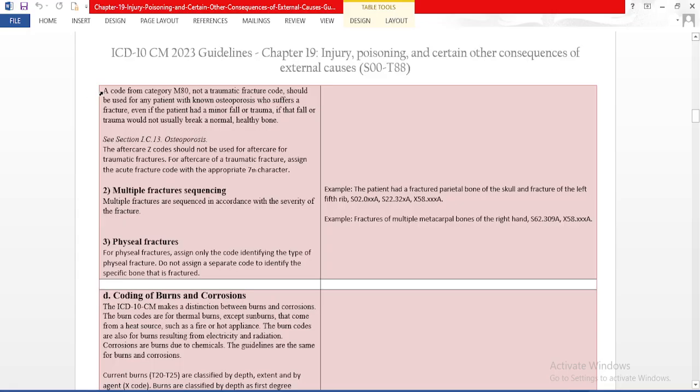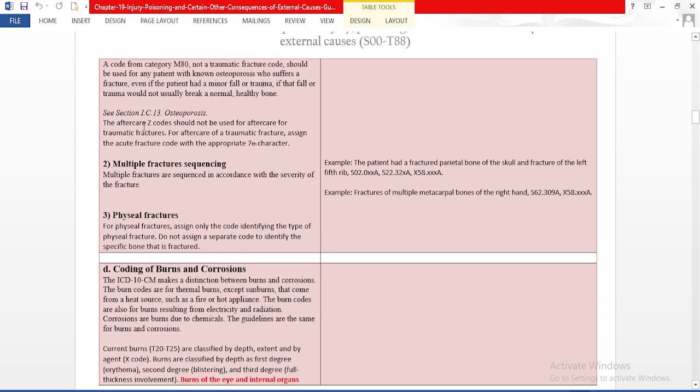So here we have one more guideline based on this. If the patient has osteoporosis and encounters a fracture, we need to code an M80 series code, not a traumatic fracture code. So we need to check the documentation if the patient has osteoporosis or not and what the fracture site is. Basically, for fracture we will not use aftercare Z codes. We will use seventh character values.